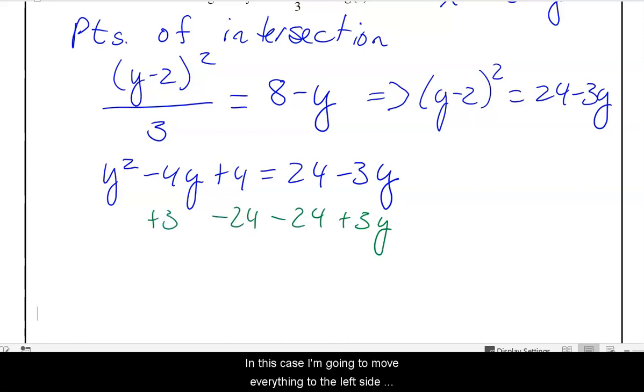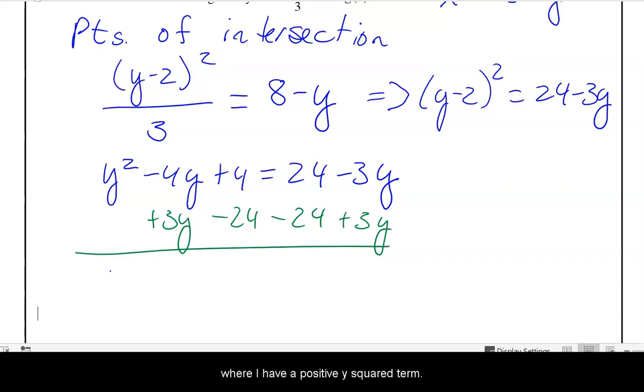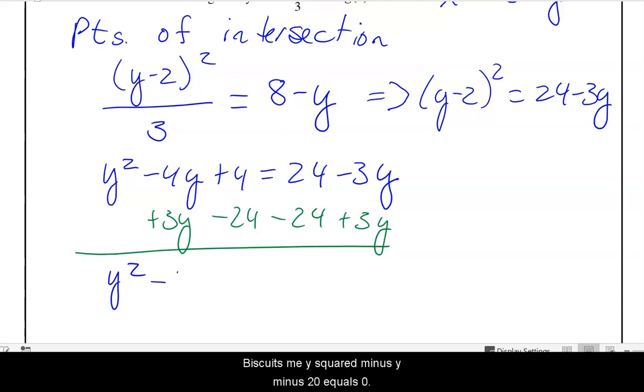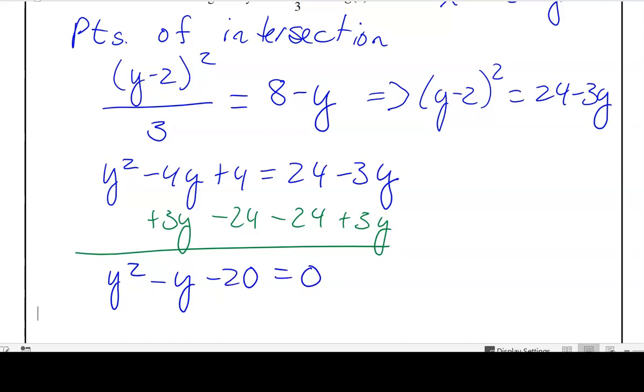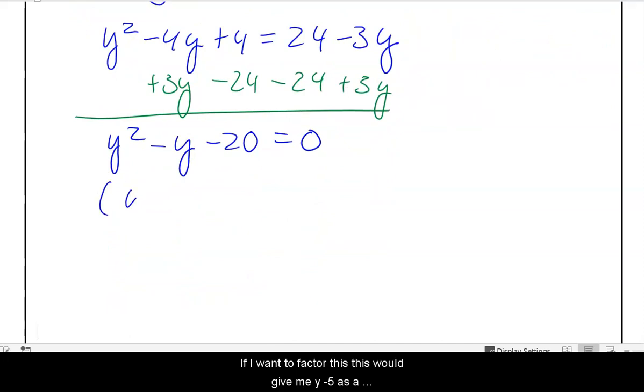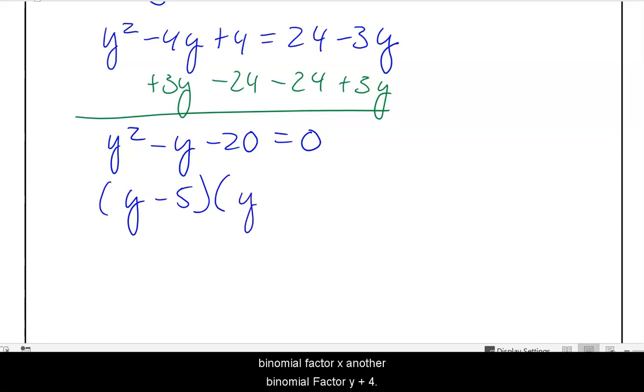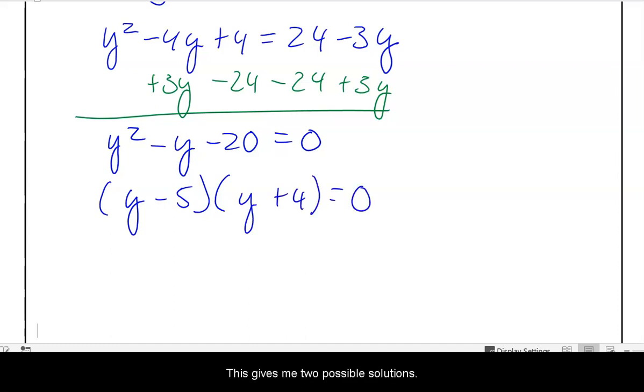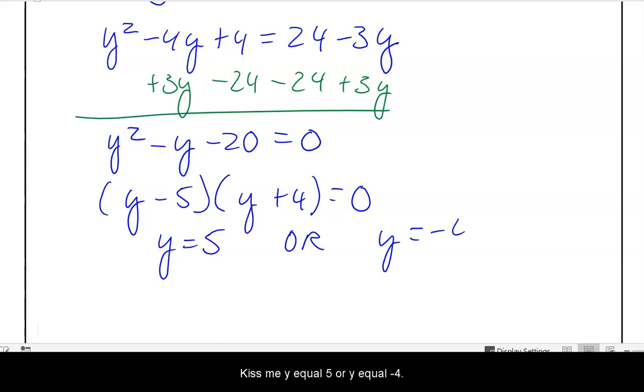In this case, I'm going to move everything to the left side where I have a positive y squared term. This gives me y squared minus y minus 20 equals 0. This can, of course, be factored. If I want to factor this, this would give me y minus 5 as a binomial factor times another binomial factor, y plus 4. This gives me two possible solutions. This gives me y equal 5 or y equal negative 4.